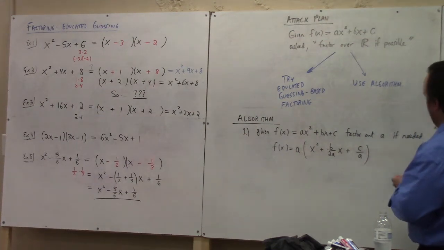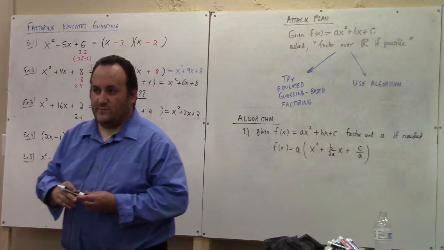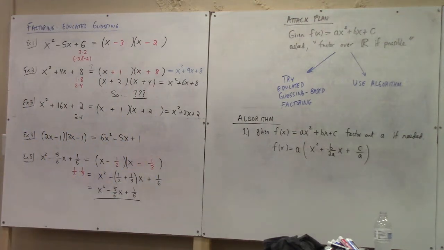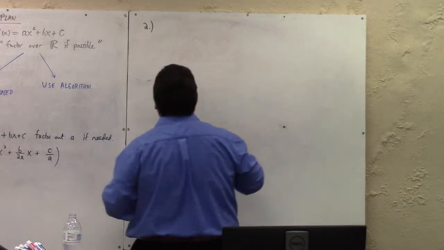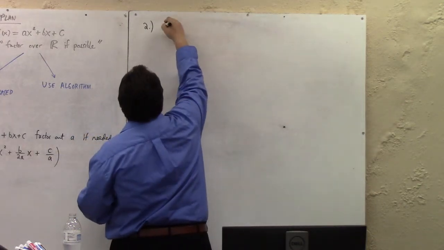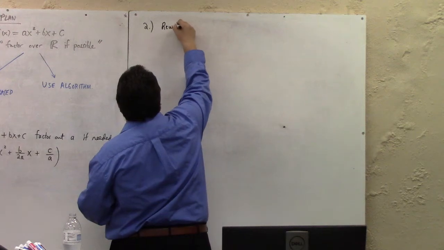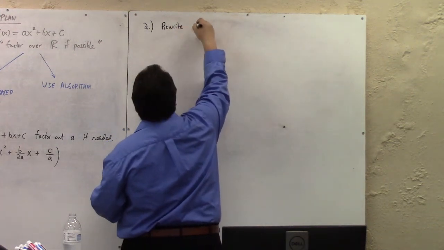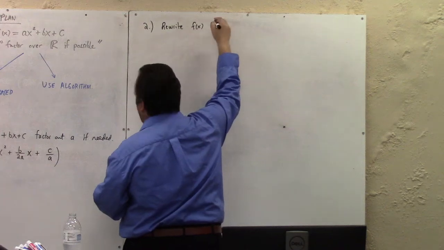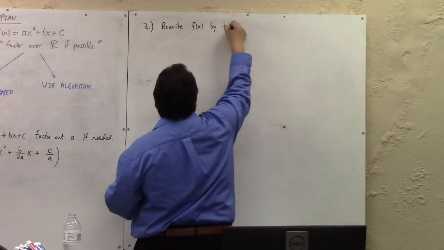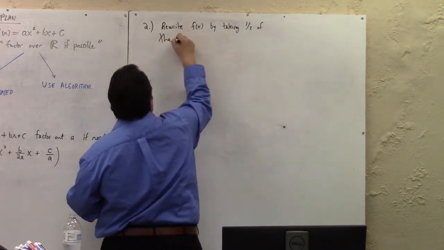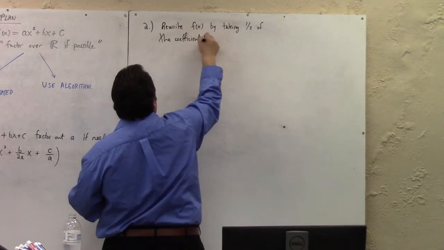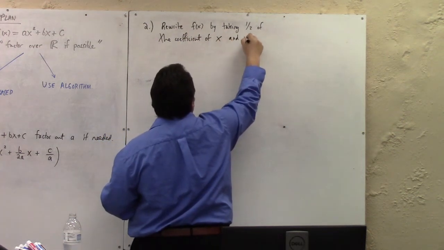Step number 2. And this is where it gets weird. The first step is kind of innocuous, because we'd like to work with problems with an x squared rather than a constant. But the next step is to rewrite f of x by taking 1/2 of the coefficient of x and writing a square.